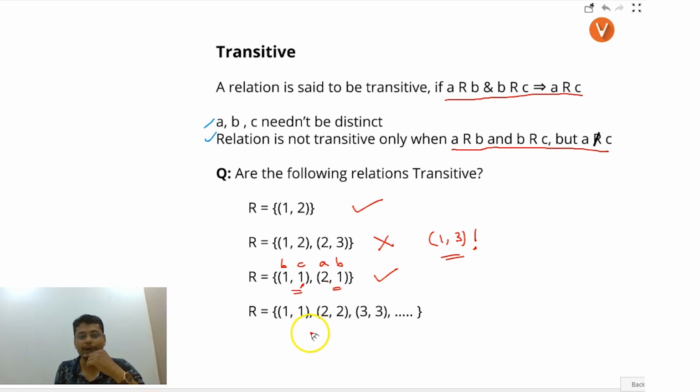Identity relation: (1, 1), (2, 2), (3, 3), (4, 4), and so forth. All right, this is also transitive, right? Because 1 is related to 1 only, 2 is related to 2 only, 3 is related to 3 only, and this thing is not happening. So this relation is transitive. Let's move ahead.